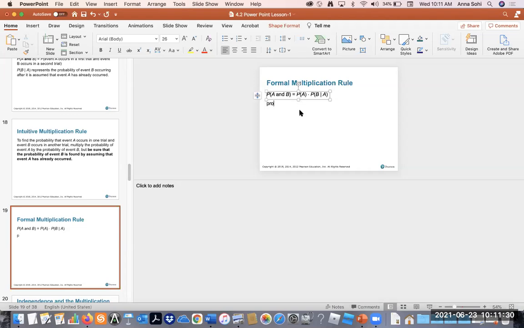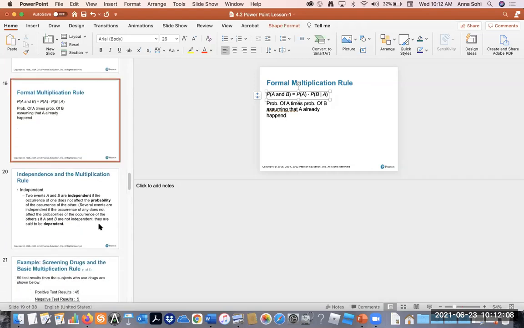So the probability of A and B is the probability of A times the probability of B, assuming that A already happened. We're going to use that in examples when we get to them.